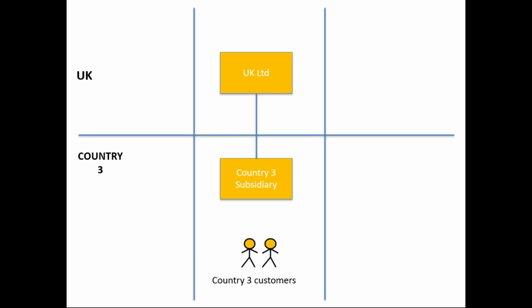If interest is going to be charged on the loan, then there are a number of issues to consider. So what interest rate should be applied? Should it be an arm's length rate? And what is the applicable arm's length rate? Will the subsidiary in Country 3 be in a position to obtain a tax deduction for any interest paid? And finally, will the subsidiary be required to deduct withholding tax from the interest payment?